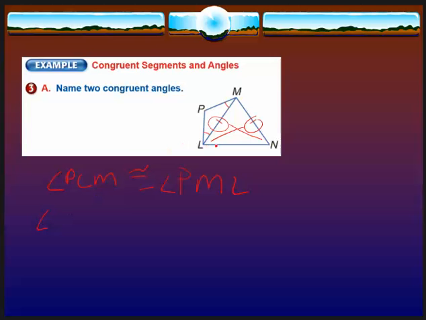I can't name this angle L because there's two different angles here with the same vertex. So I have to name it with three letters. I name it M, L, N. And that is congruent to, I could just say angle N if I wanted to. Because I used three letters here, I'm going to use three letters over here. So M, N, L.